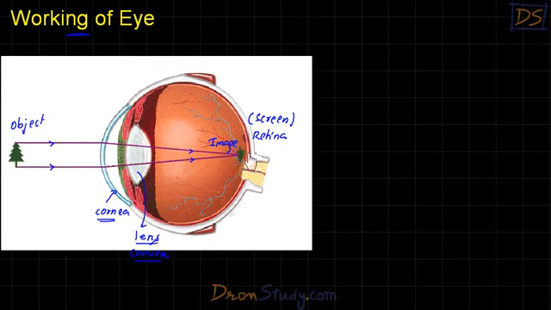Now students, tell me, is this image real or virtual? What do you think, students? This is clearly a real image. Why, students? Because you can see the light rays are actually meeting here. So it is actually a real image. And the image is inverted. As I've drawn here, this image is inverted.